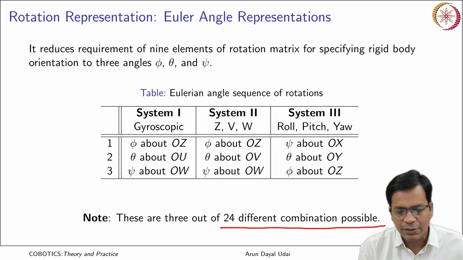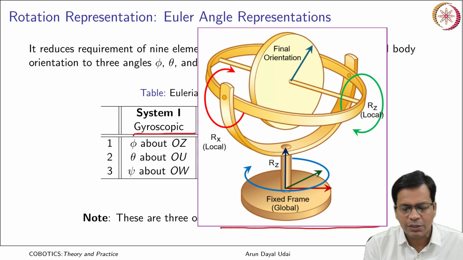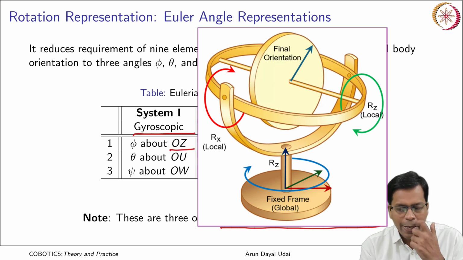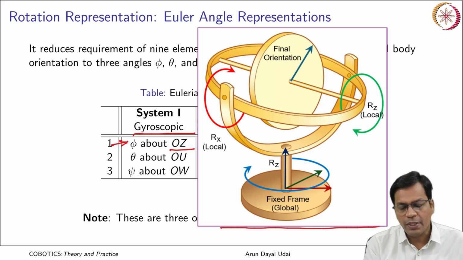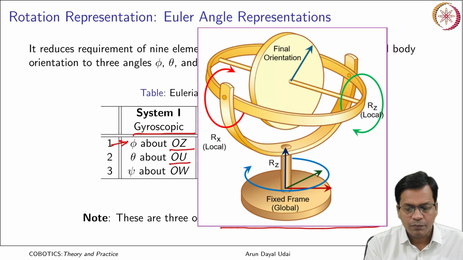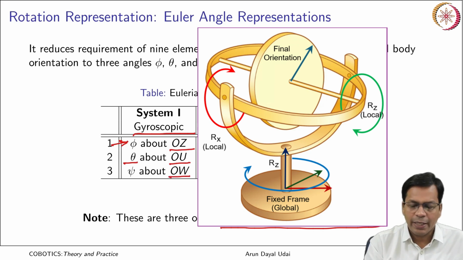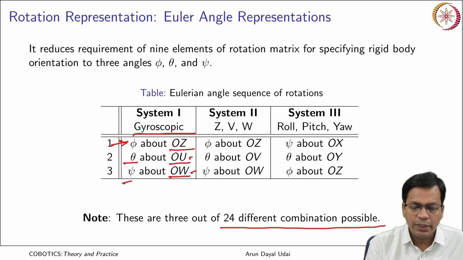There is a reference system known as gyroscopic system 1. It tells rotation about OZ, that is the global frame, by an angle phi. Then rotation about the local x axis, that is the object frame, by an angle theta. Again rotation about the object frame; UVW is the object frame, XYZ is the global frame. So U and then finally W, by an angle psi about the local Z axis, that is W. So global, local, local.